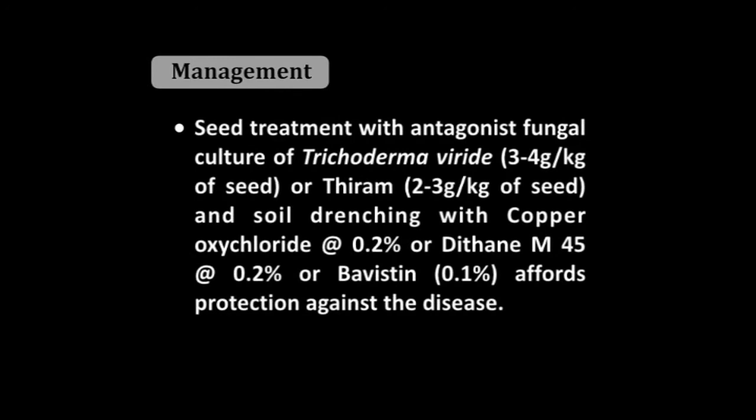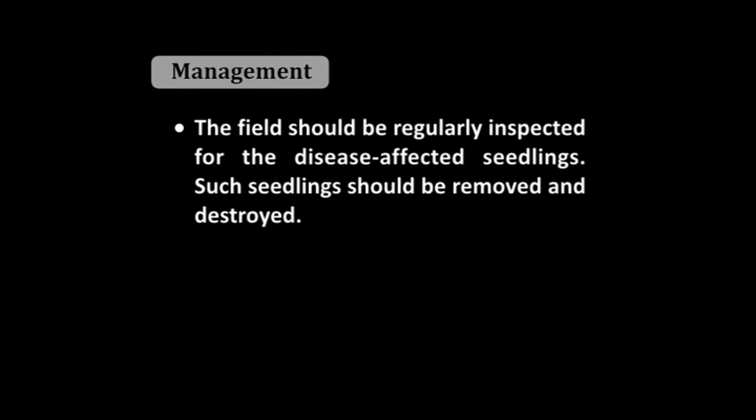Seed treatment with antagonistic fungal culture of Trichoderma viride 3 to 4 gram per kg of seed or Thiram 2 to 3 gram per kg of seed and soil drenching with copper oxychloride at the rate of 0.2% or Dithane M45 at the rate of 0.2% or Bavistin 0.1% affords protection against the disease. The field should be regularly inspected for the disease affected seedlings. Such seedlings should be removed and destroyed.